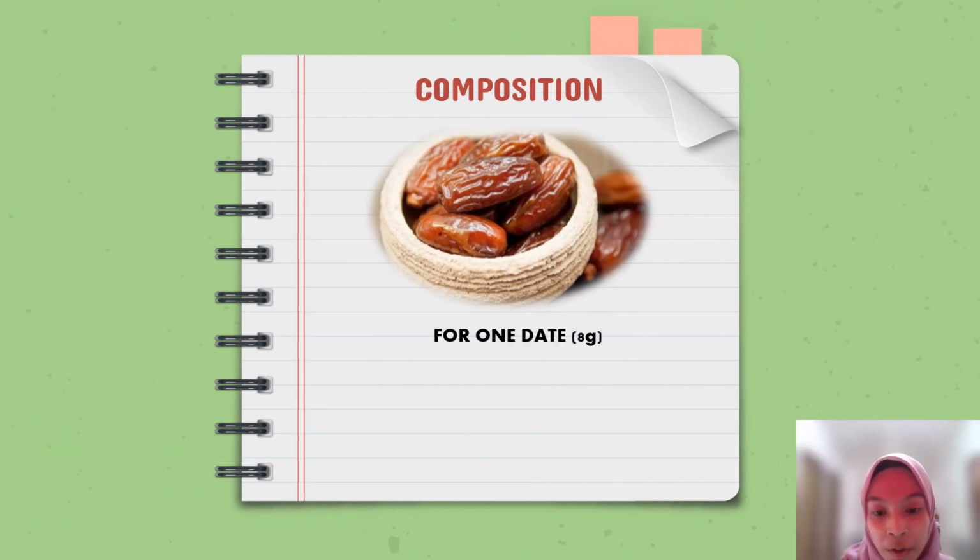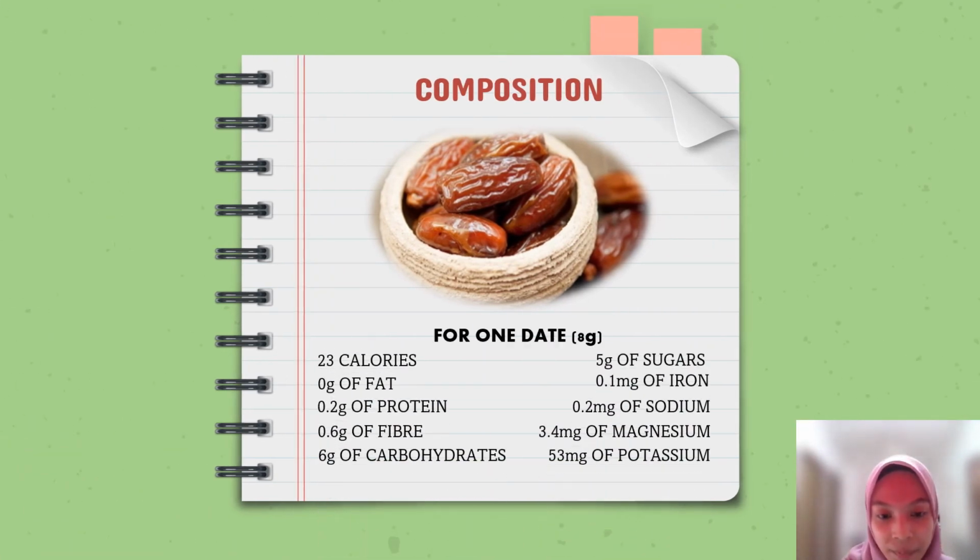The composition for one date contains 23 calories, 0 gram fat, 0.2 gram protein, 0.6 gram fiber, 6 gram of carbohydrates, 5 gram sugars, 0.1 milligram iron, 0.2 milligram sodium, 3.4 milligram of magnesium, and lastly 53 milligram of potassium.